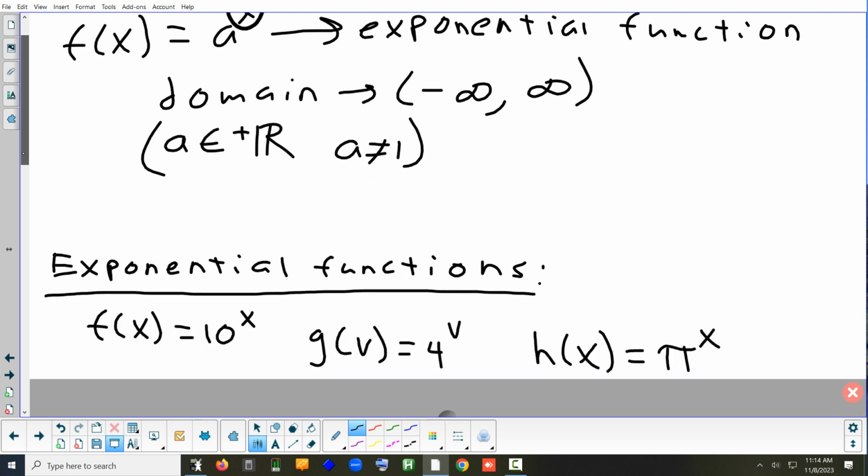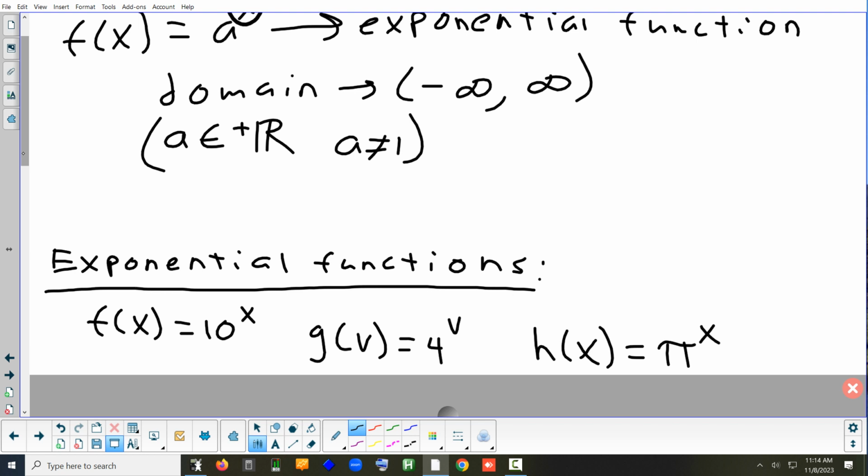So here's the A thing. What does that mean? What's A? No, that little thing on the domain. Oh, the symbol after the A? That means element of. Or A is in the set of positive real numbers. That's what that symbol means. It means A is in the set of positive real numbers, except for 1.